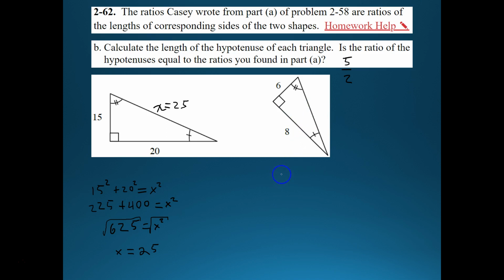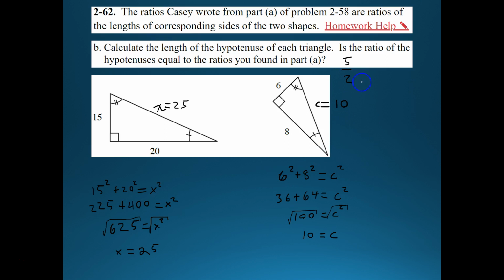Doing the same thing with this triangle, let's call the missing side c. So 6 squared plus 8 squared is equal to c squared. 6 squared is 36, plus 8 squared is 64, is equal to c squared. Simplifying this, we get 100 is equal to c squared. Again, square root both sides, and we get that c is equal to 10.